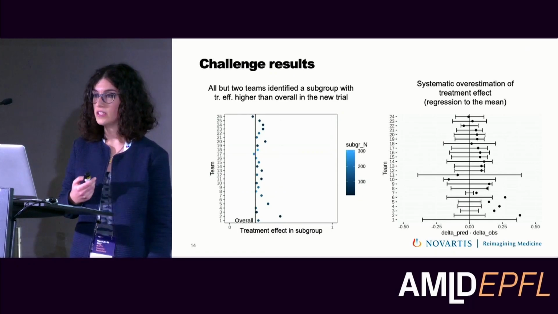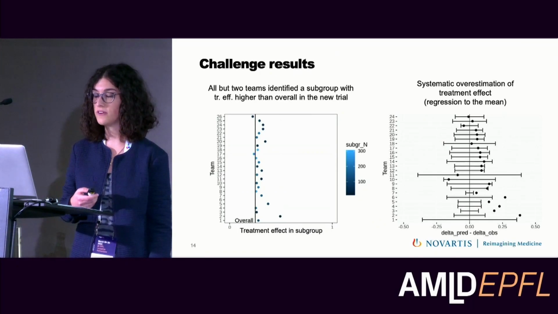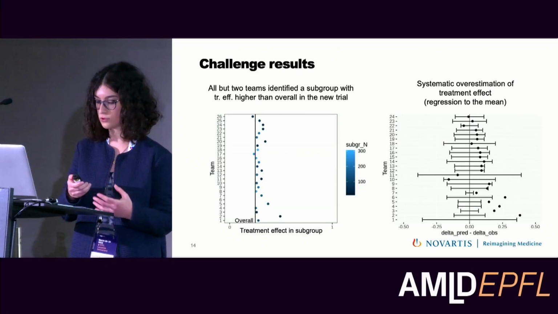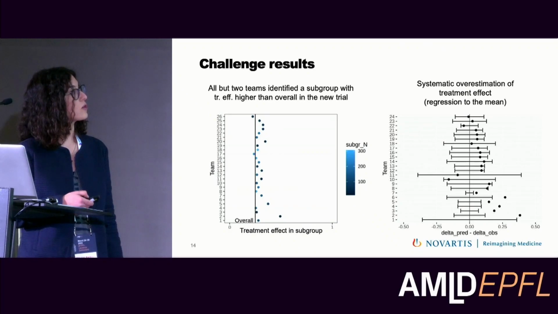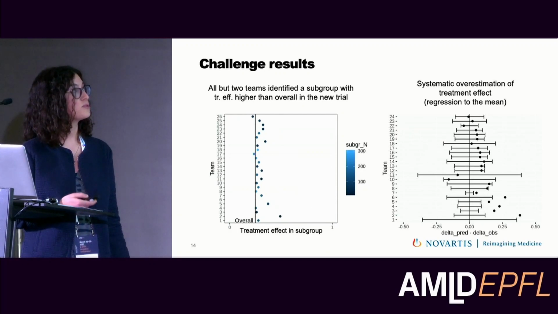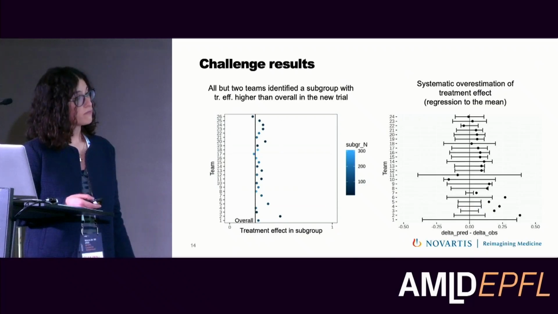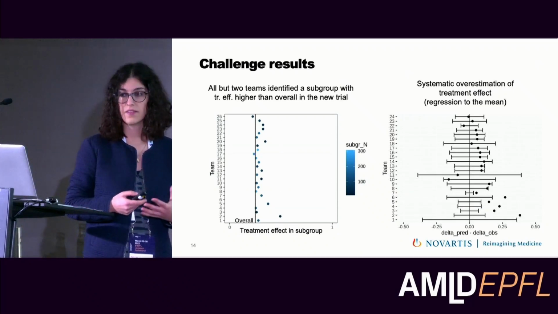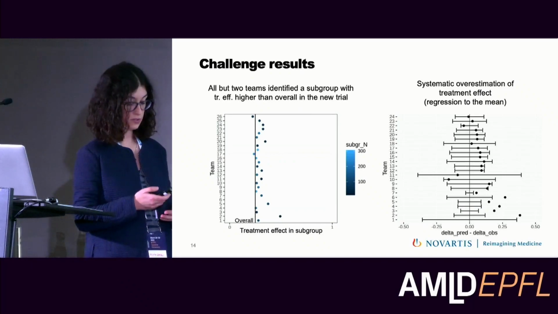Almost all the teams managed to identify a subgroup that has an increased treatment effect with respect to the overall one in the new trial, as you can see from the plot on the left. Here, this continuous line is the overall treatment effect in the new trial, and the dots are the treatment effect in the subgroups proposed by the different teams.